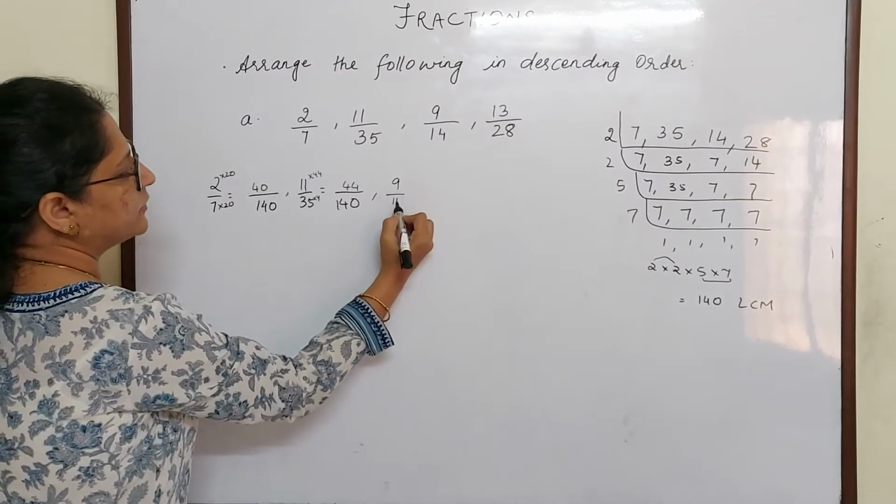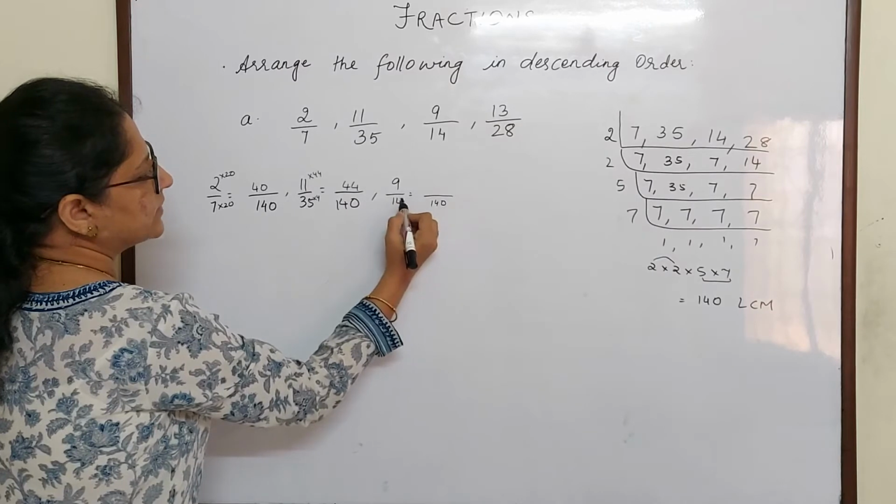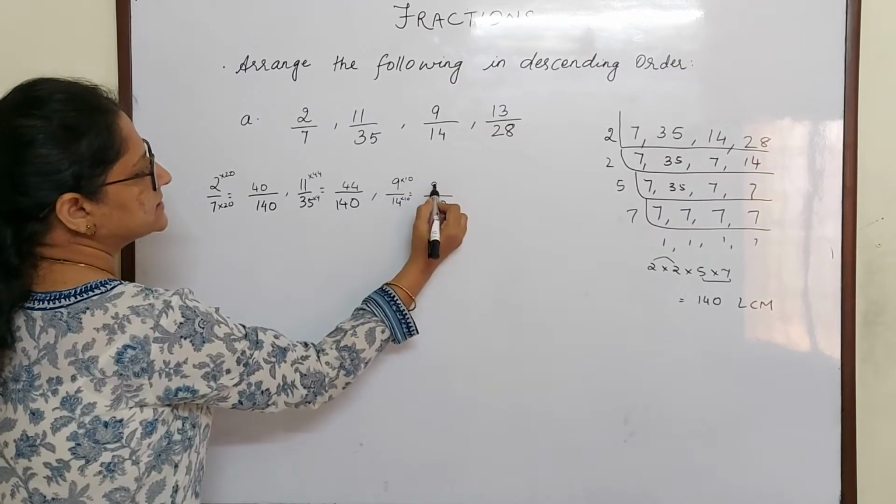Next comes 9 by 14. We all know 14 tens are 140, children. So 9 tens are 90.